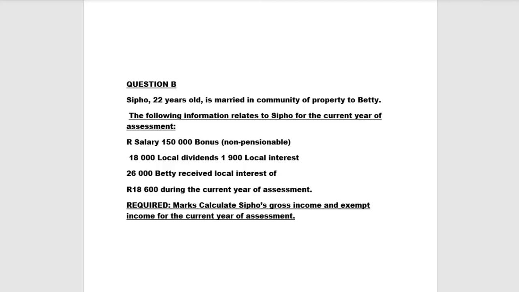Anybody with an approach? So that's how deep tax gets, but it's actually one and the same thing. Okay, I'm just going to do this one for you. When you are approached with this kind of question, this is what you do. You'd say gross income.